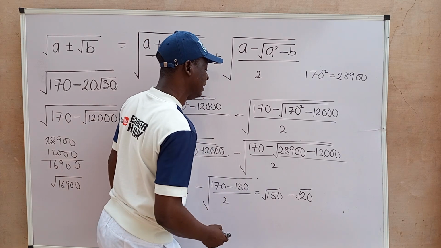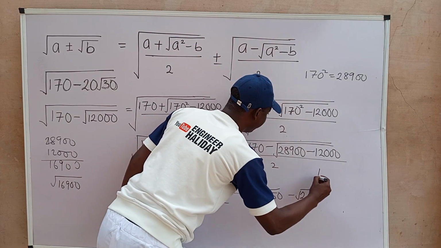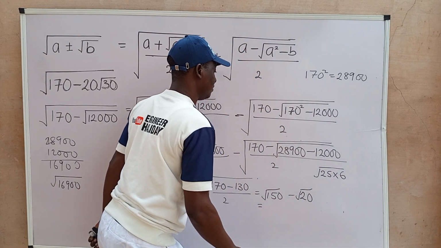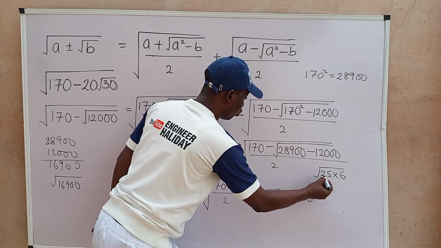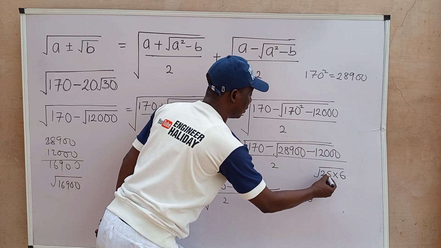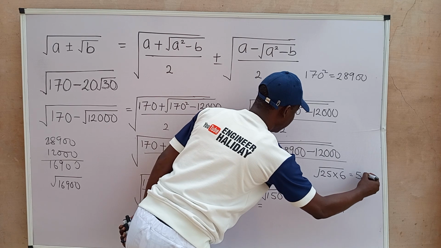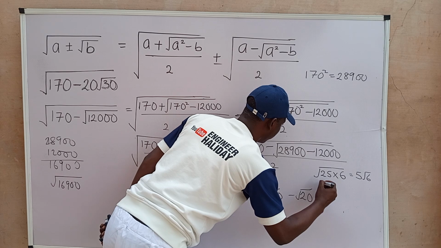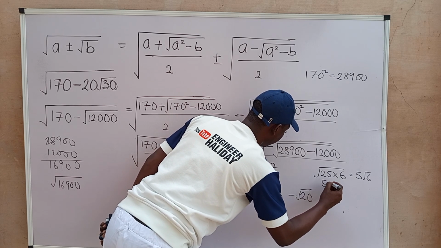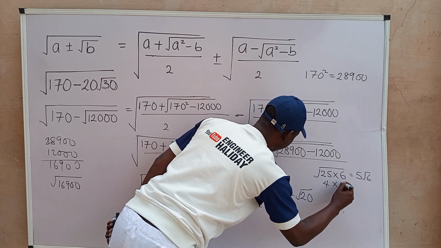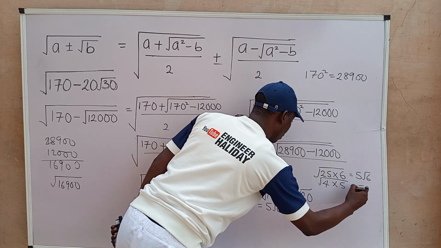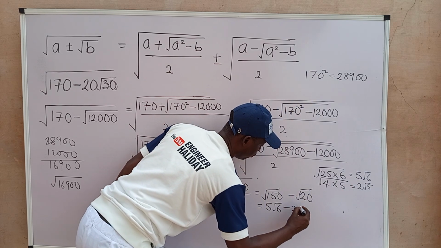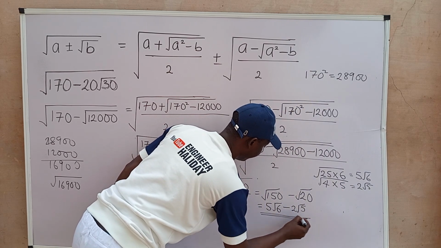But we can write 150 as what? Don't forget, 150 is the same thing as 25, a perfect number, with another number. So 25 times 6 is 150. Square root of 25 is 5, then root 6. So that will give us 5 root 6. Then 20 is the same thing as 4 times 5, where 4 is a perfect number. So square root of 4 is 2, root 5. So that will now give us 2 root 5. That will give you your answer.